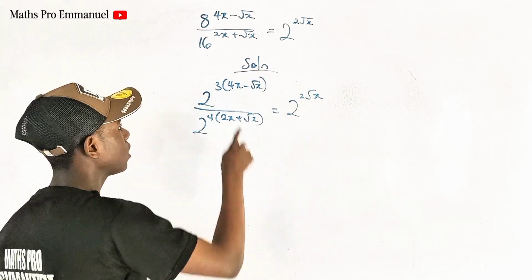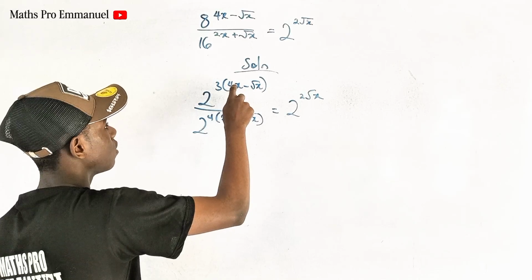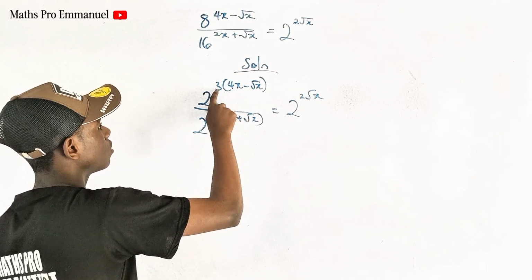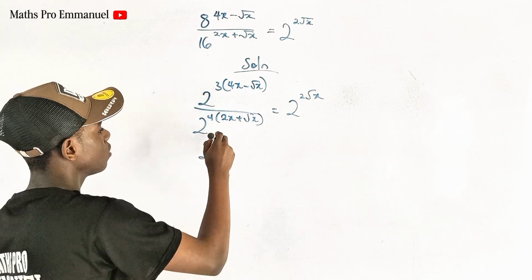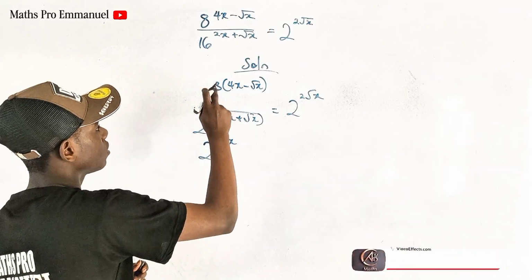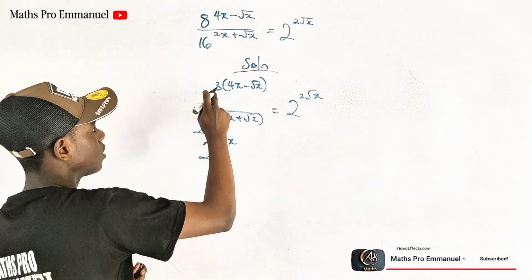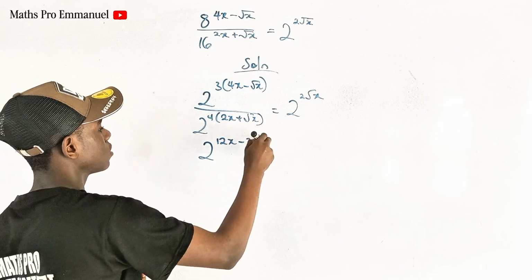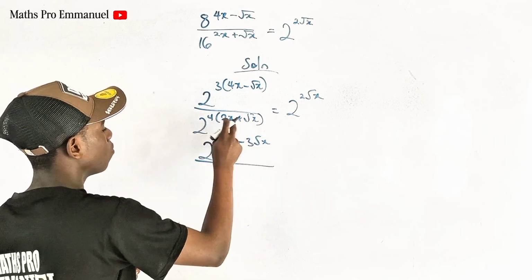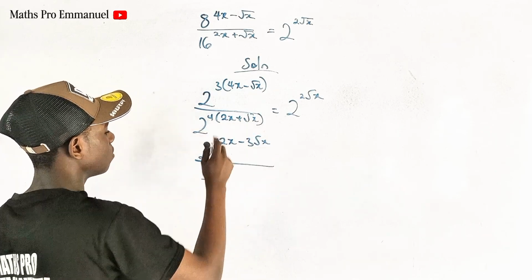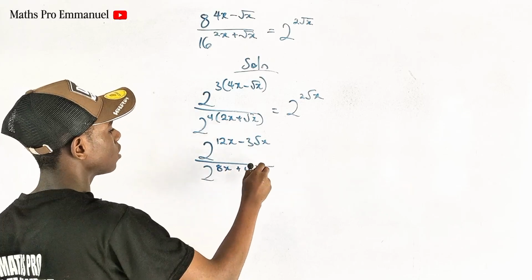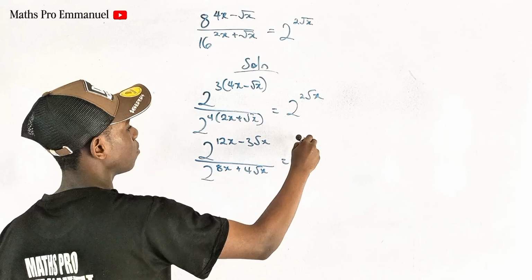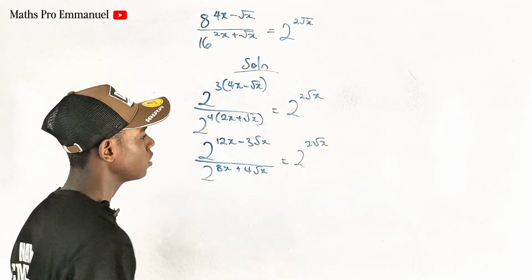So now I'm going to expand the bracket. 3 is going to multiply the first expression, 4 is also going to multiply the second term. So I'll have 2 raised to the power of 3 times 4x, which is 12x, then 3 times minus root x is minus 3 root x, all over 4 multiplied here. 4 times 2x is 8x, then 4 times root x is 4 root x, is equal to 2 raised to the power of 2 root x.